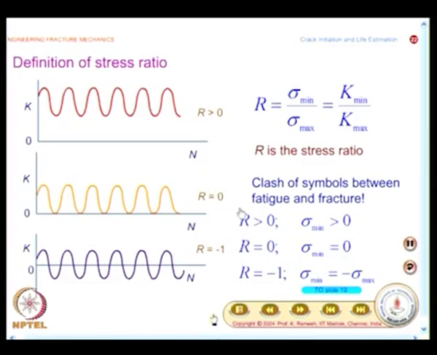So, when R is greater than 0, sigma minimum is greater than 0, when R equal to 0, sigma minimum equal to 0, when R equal to -1, sigma minimum is minus sigma max. So, you have to keep in mind there is a clash of symbols between fatigue and fracture. In this chapter, we would use R as stress ratio. We will have to discuss some of the issues and we would use R in this manner.